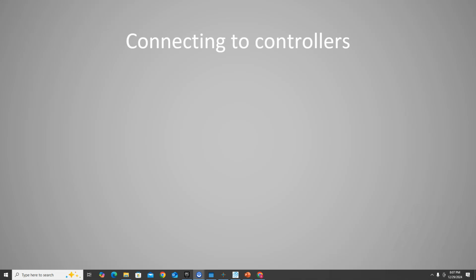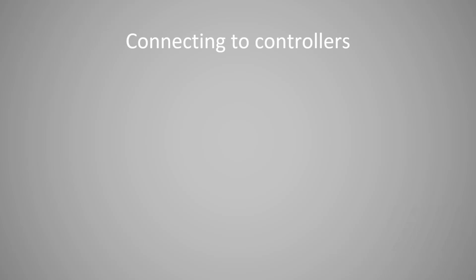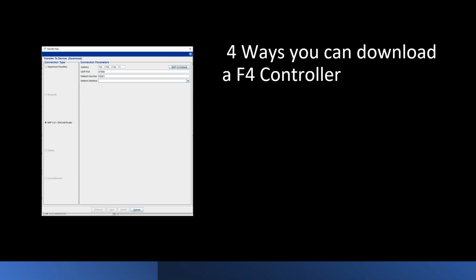Today we're going to talk about connecting to controllers. There are multiple ways you can connect to the Johnson field controllers in the field. Let's see, there are 4 ways you can download an F4 controller. The first way, you can use the map gateway or the CWCVT tool.